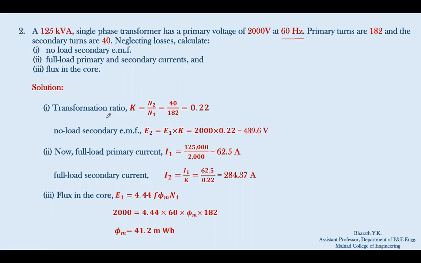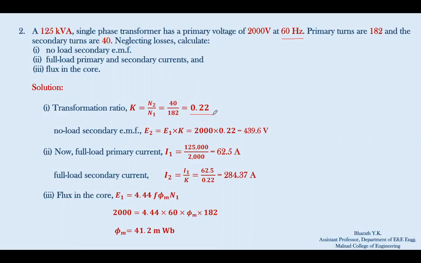So to calculate the no load secondary EMF, we have to consider the equation for transformation ratio. Here, K is equal to N2 by N1. N2 is given in the problem, it is 40. N1 is also given, it is 182. So with that, the transformation ratio obtained is 0.22.